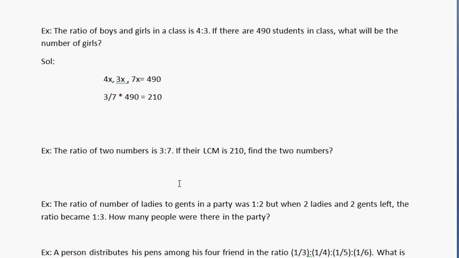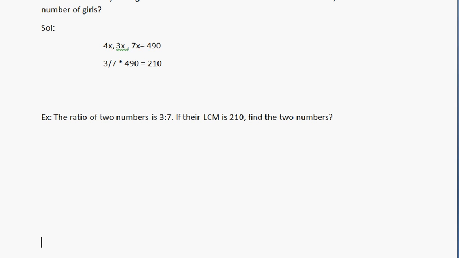Now the next question says the two numbers are in ratio 3:7. If the LCM is 210, find the two numbers. Again, 2 minutes, just try and solve it and we'll do it together.